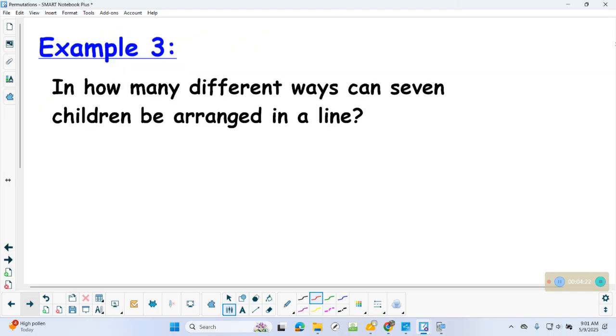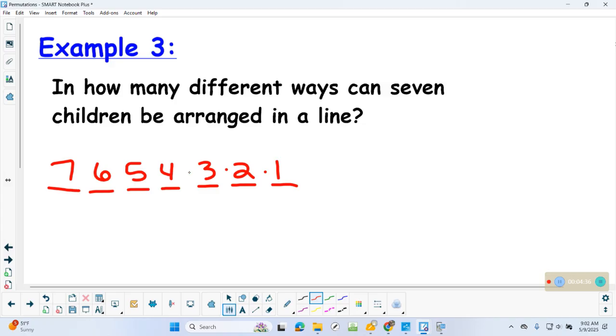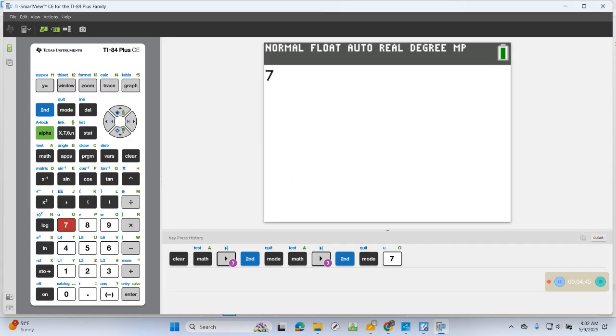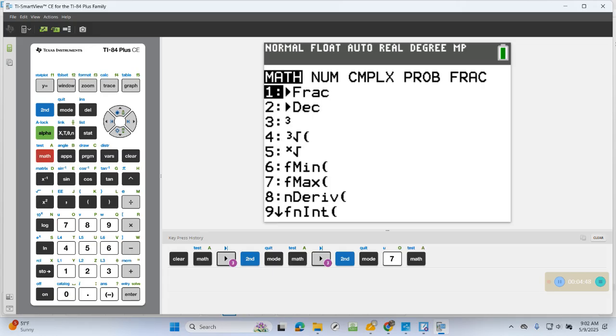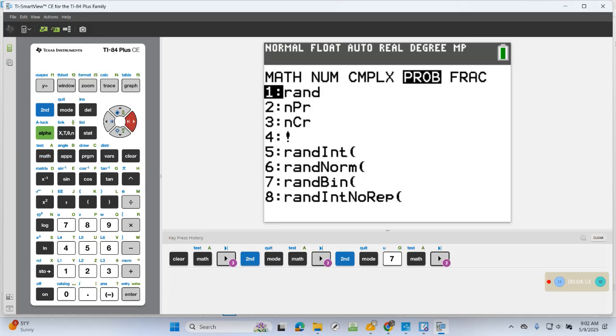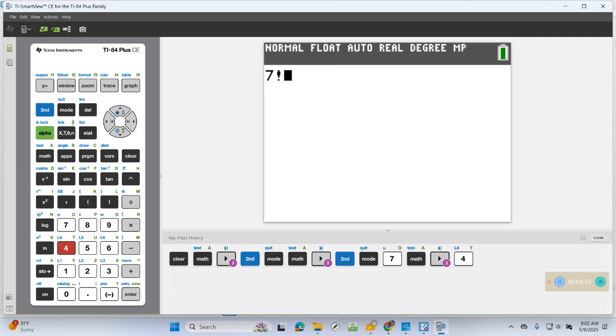So let's look at the next one here. How many different ways can 7 children be arranged in a line? Well, same idea here. I have 7 kids to pick from, then 6, 5, 4, 3, 2, 1. But we're going to be smart here. I'm not punching that in. We're going to do 7 factorial. On your calculator, all I'm going to do is 7, and remember, all of this is in the math menu over in probability. You can see the factorial is number 4. 5,040. So it's up to you how you want to punch them in. I don't care whatsoever. You pick it. You get the same thing. Just to show you that.